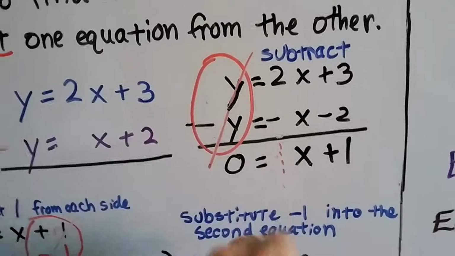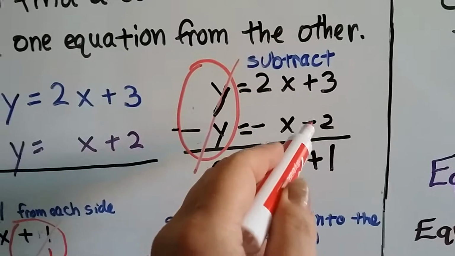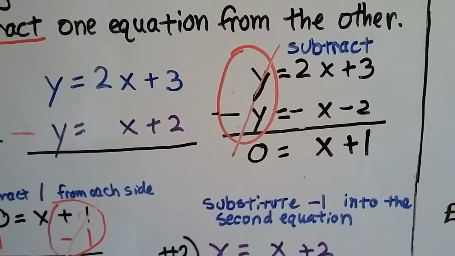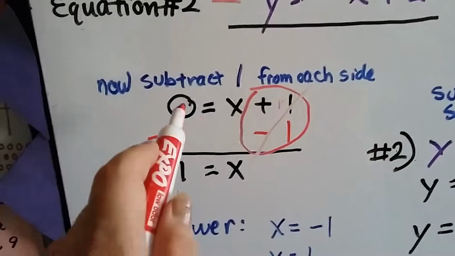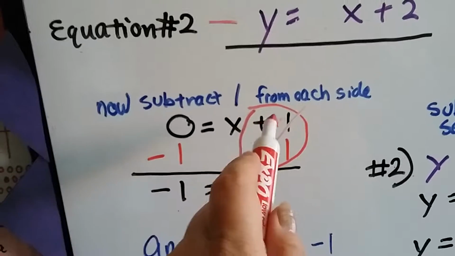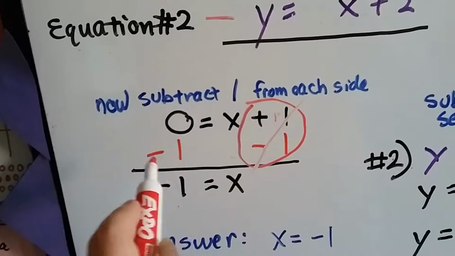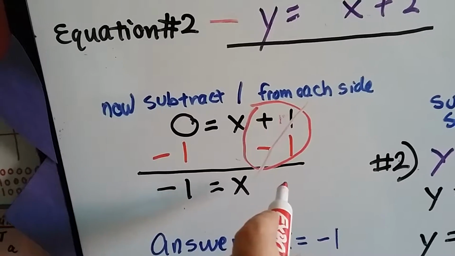And we don't write that invisible 1, do we? We can see there's 1x. If you have 3 and you take 2 away, you've got 1. So now we've got 0 equals x plus 1. In order to get this x by itself, we have to take this plus 1 and subtract it from each side. And that makes us 0.